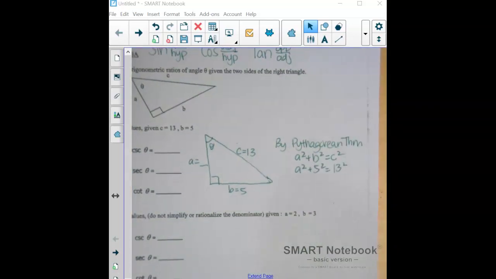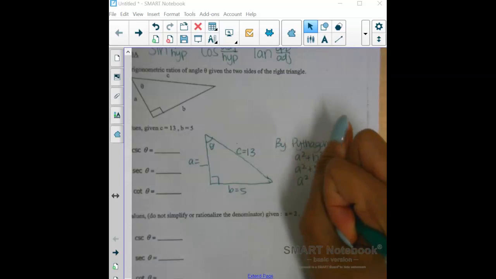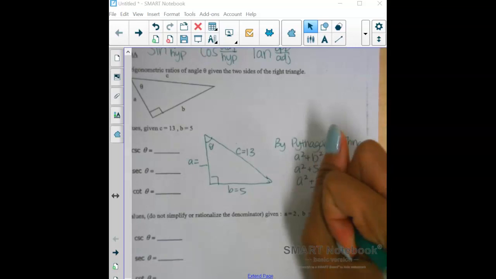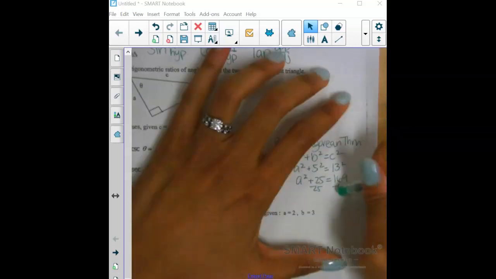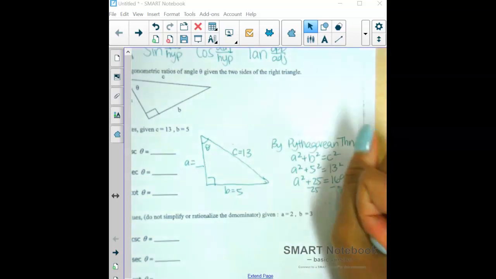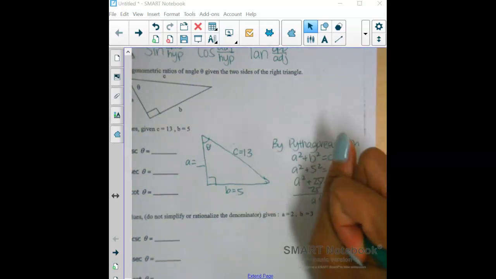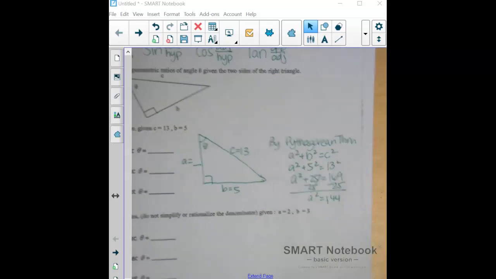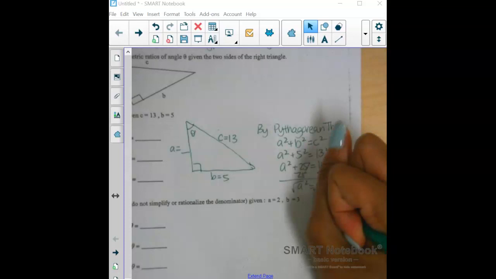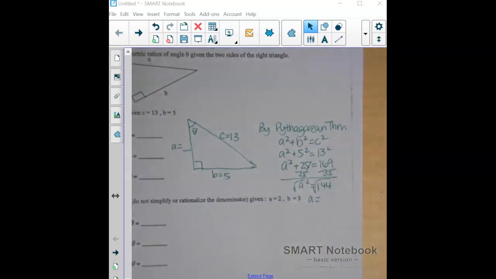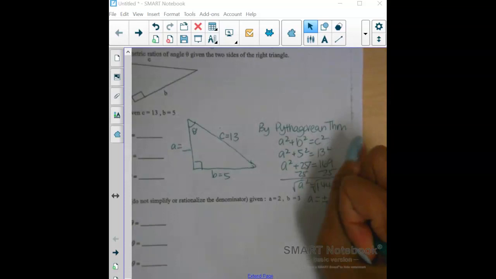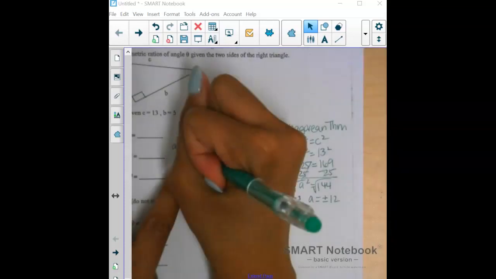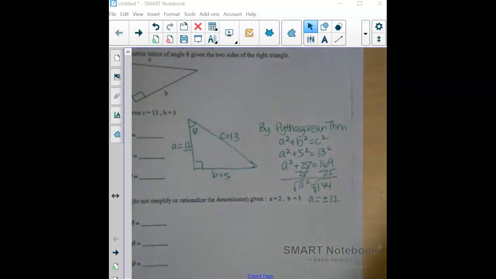You really don't need your calculator for this. We're just going to simplify. A squared plus 25 is equal to 169. I'm going to subtract 25 on each side. So A squared is going to equal 144. From here, I'm just going to square root both sides. The square root of 144 is technically positive and negative 12. Which 12 should I put in this spot? Positive. You don't want a negative side length because that won't make sense. So let's put this as a positive 12.